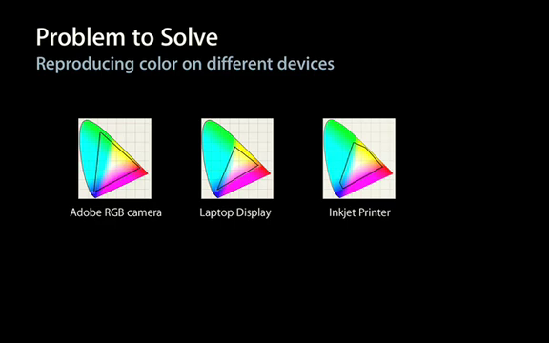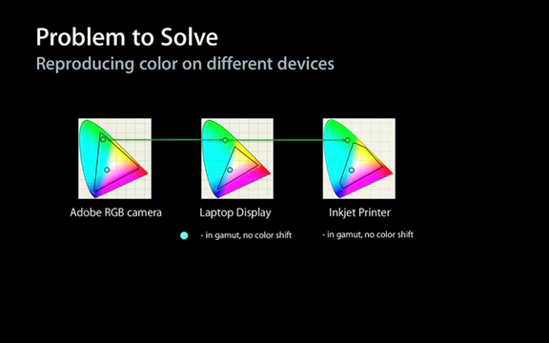So if I pick a color somewhere in Adobe RGB, in the middle of the gamut, and I want to reproduce this color on my LCD, I see that at least from the physical capabilities perspective, I have no problem because this color fits quite well inside the LCD display gamut. Same thing with the printer. That color is inside of the inkjet printer gamut. So there is no color shift. Colors are in gamut.